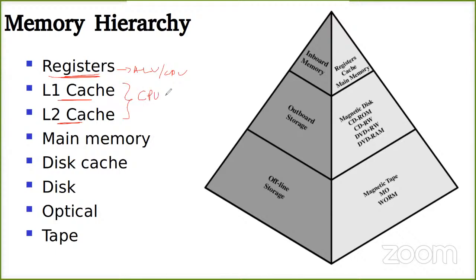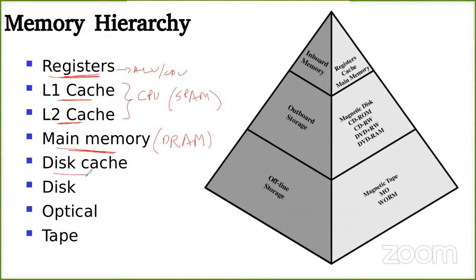Okay, and these are your SRAMs. ये सब आपके SRAMs हैं. L1 cache, L2 cache, अभी L3 cache भी है. So level 1, level 2, and level 3 cache is also there. What is main memory? Main memory is your DRAM. Okay, DDR3, DDR4 is your DRAM.